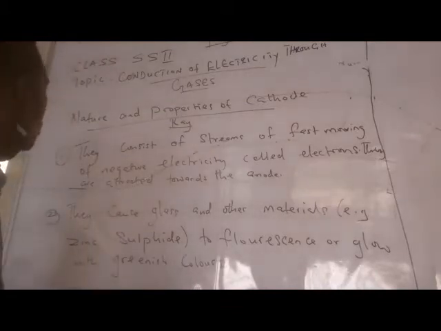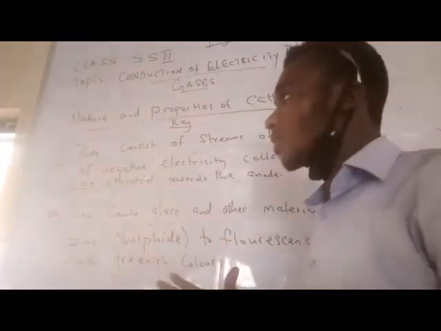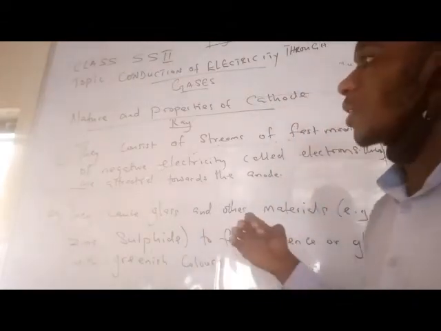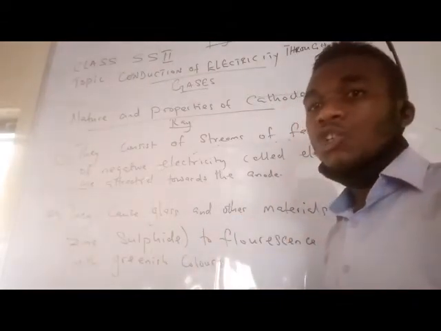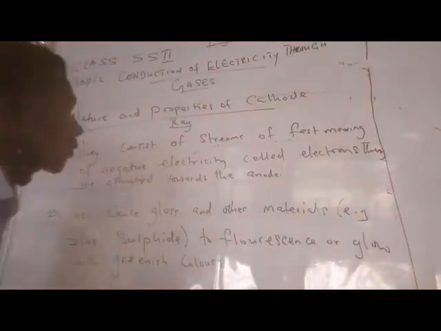Okay, next we'll be talking about the nature and properties of the cathode ray. Like I told you, another name for the electricity generated through gases is the cathode ray. What are the nature and what properties do they have or exhibit? Number one, we say they consist of what?